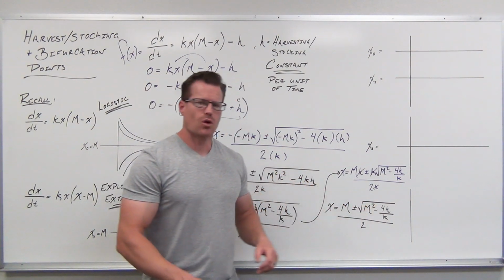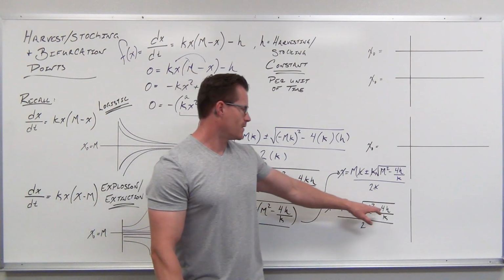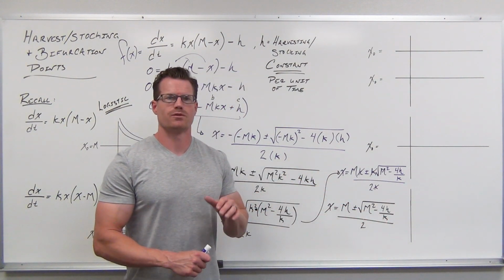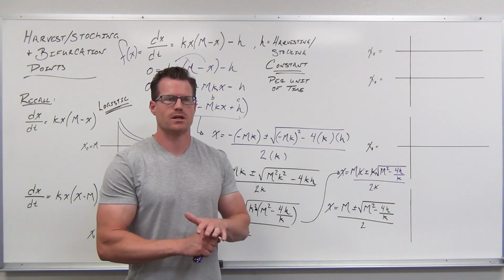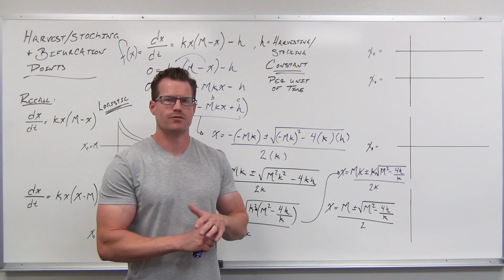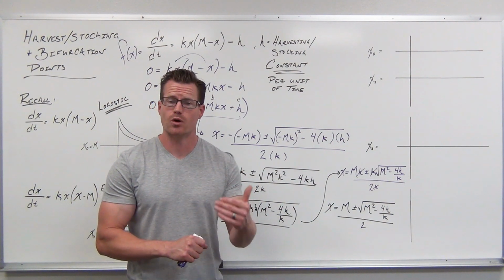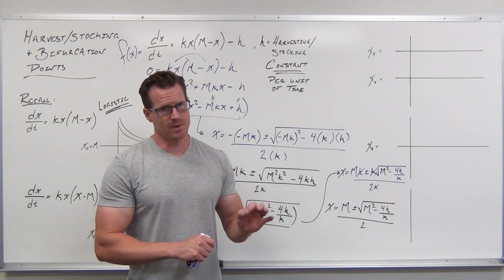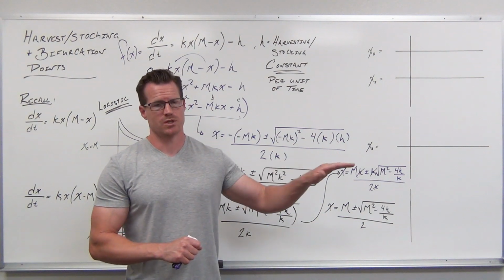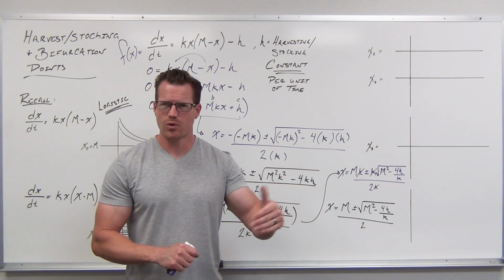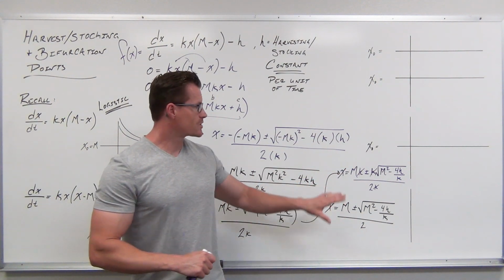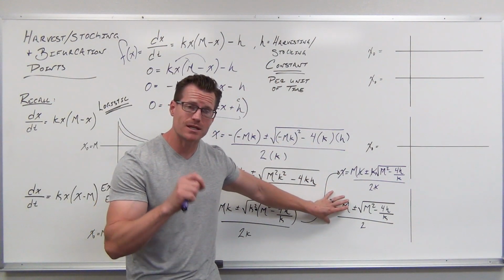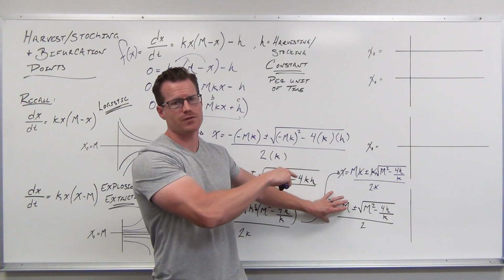What if you're harvesting so much that the inside of your radical is negative? Well, wait a minute, what's the square root of a negative number? It's not a real number. That means you would have no real solutions. That means you would have no critical points. You are either going to explode or become extinct. There will be no equilibrium solution at all. Remember that? No critical points, no equilibrium solution. So solving the quadratic formula shows us that our critical points are heavily dependent on our stocking and harvesting number.